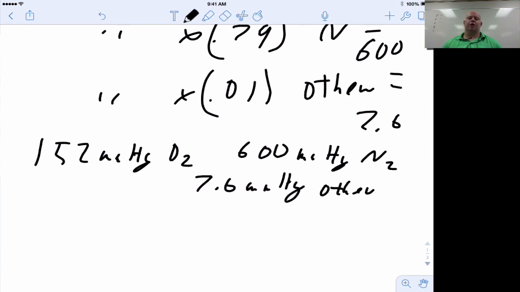So that's just one way this problem can be solved. There are additional practice problems for Dalton's law in worksheet number 2.